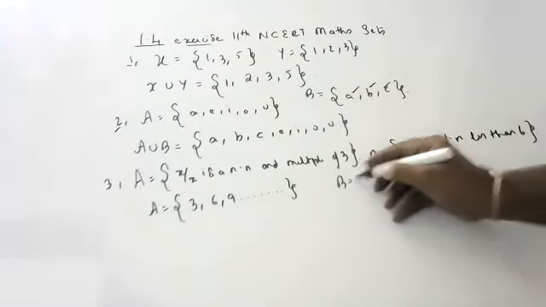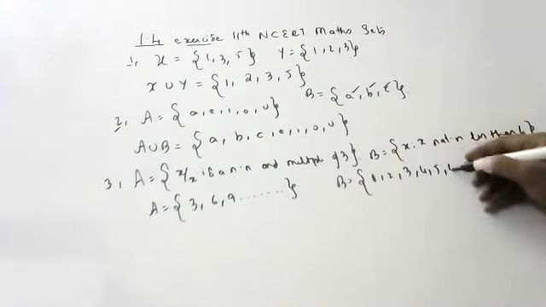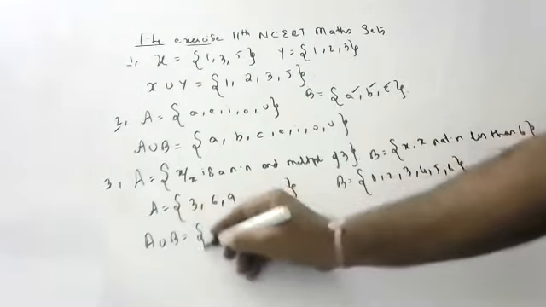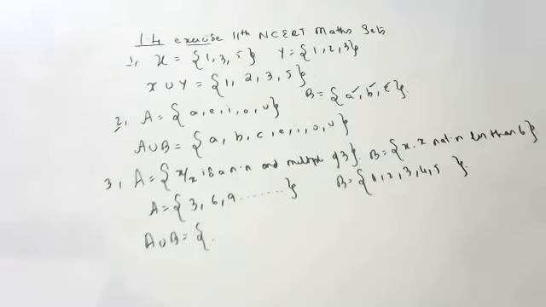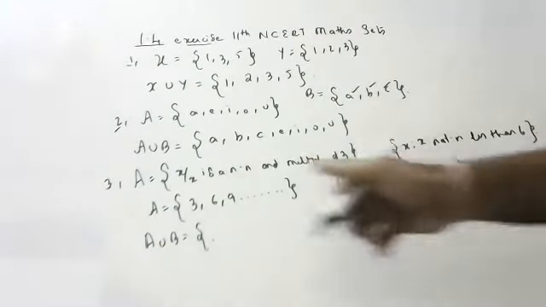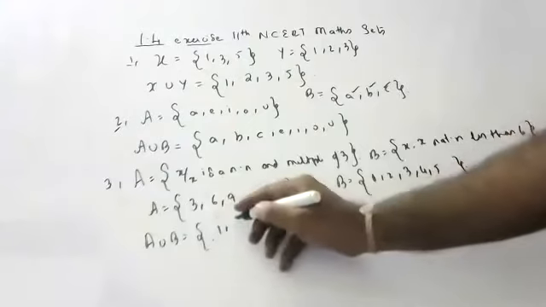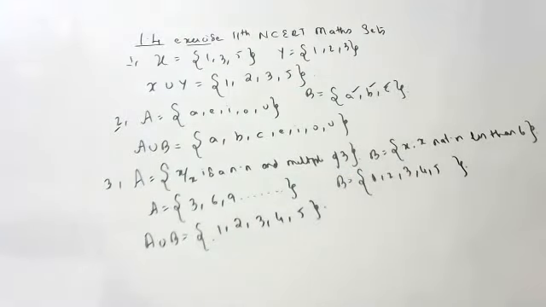B is {x such that x is a natural number less than 6}. What is B, children? Less than 6 means 1, 2, 3, 4, 5. Now, what is A union B? It is 1, 2, 3, 4, 5, and then 6, 9 and so on, because 3 and the other multiples of 3 are in A also.